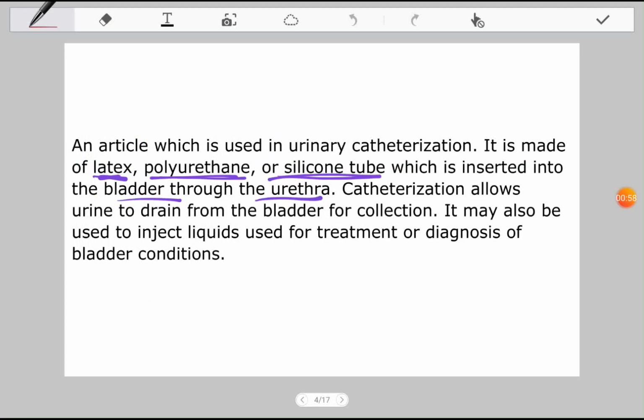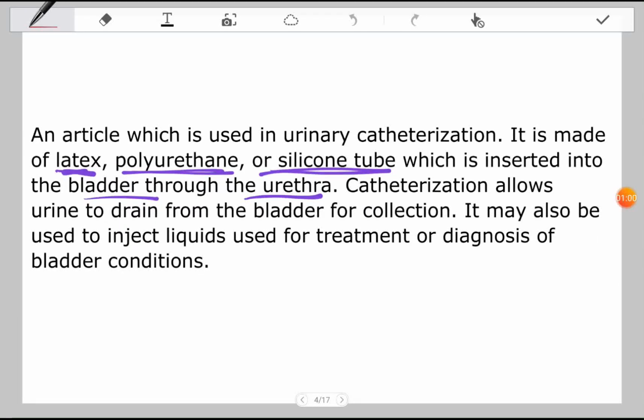So here we go. It is an article which is used in urinary catheterization. It is made up of latex, polyurethane, or silicone tube which is inserted into the bladder through the urethra. So if these are the kidneys, okay, be aware of my bad drawing. So yeah, we have made very shabby looking kidneys and bladder.